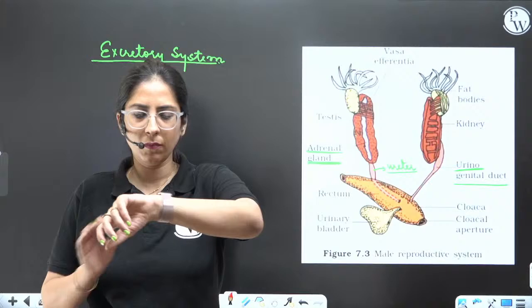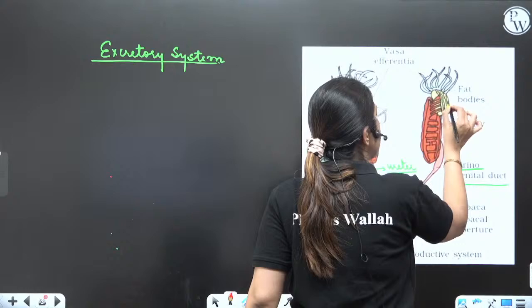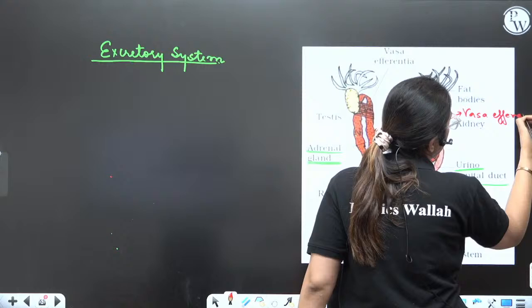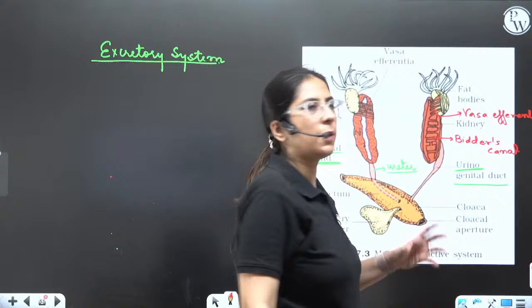Okay, the male reproductive structure. In the male reproductive structure, what you can see is the testes. Testes will secrete sperm, right? Above there is a fat body. These are the testes, clear? They will release the sperm into this duct, which is vasa efferentia. Ultimately, they will drain the sperms into this canal, Bidder's canal.